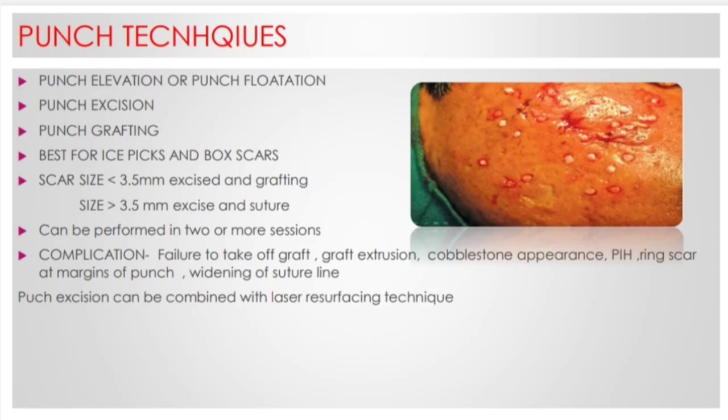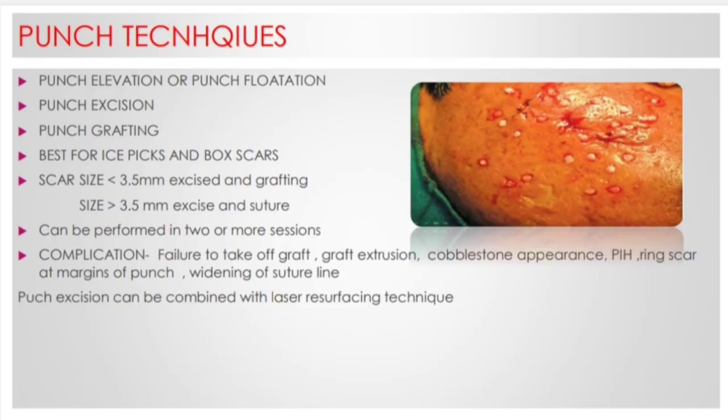Now comes the next technique, the punch technique, which is of the following types: punch elevation, punch excision, and punch grafting. It is best for ice pick and boxcar scars. Scar size less than 3.5 mm should be sized and grafted, and size more than 3.5 mm should be sized and sutured.